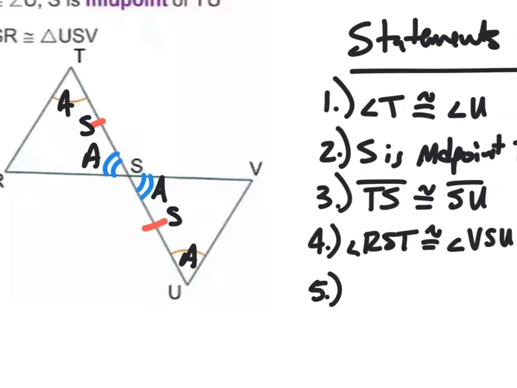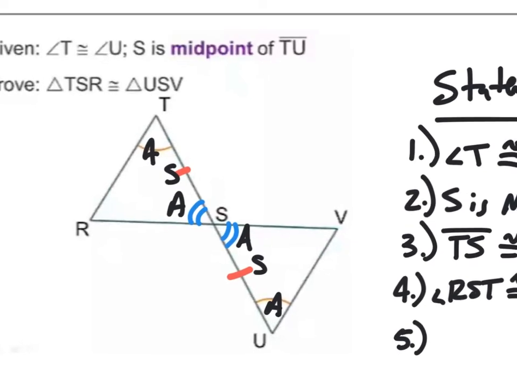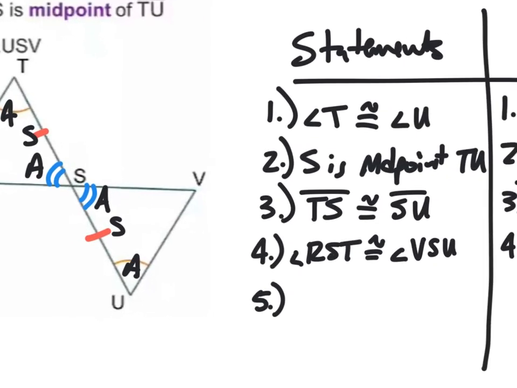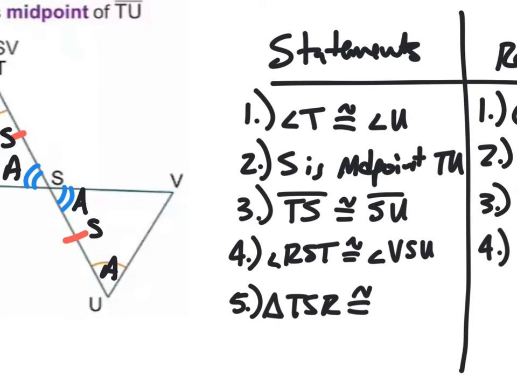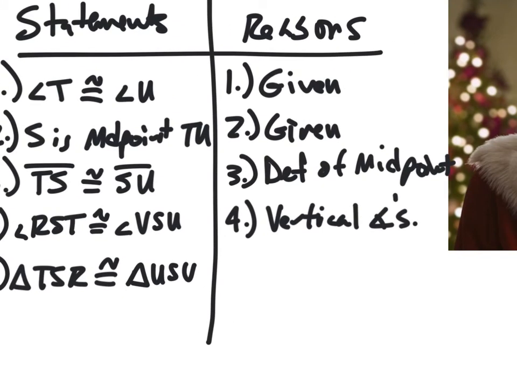And so in step 5, I'm going to show my proven statement. So triangle TSR is congruent to triangle USV. And the reason why I can say that those are congruent is because of angle, side, angle.